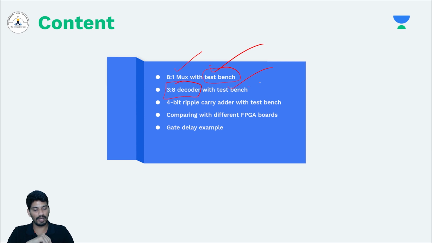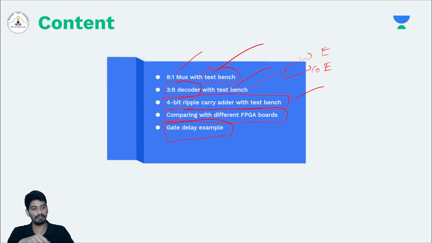Here I will explain a decoder with and without enable signal and what is the advantage of a decoder having an enable signal. And then I will move to a 4-bit ripple carry adder with test bench. Then I will compare the design on different FPGA boards. The same design I will dump into different FPGA boards and see the utilization of resources and power consumption on the different boards. Then I will give an example of gate delay also, and we will see the simulation result of how the gate delays will affect the output of your design.